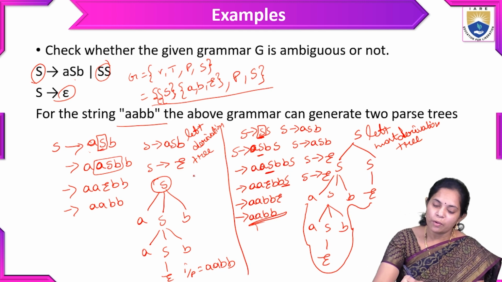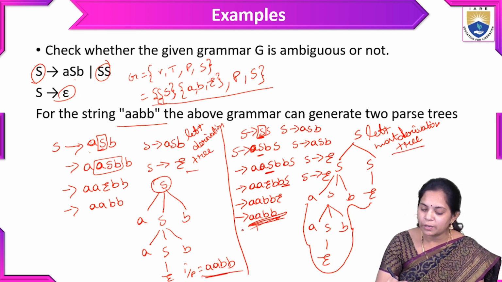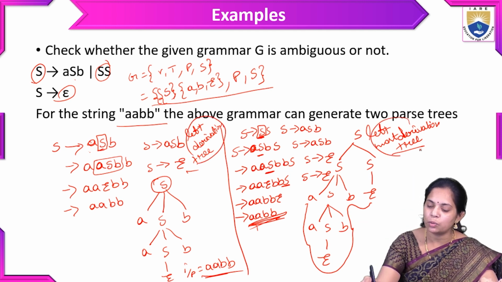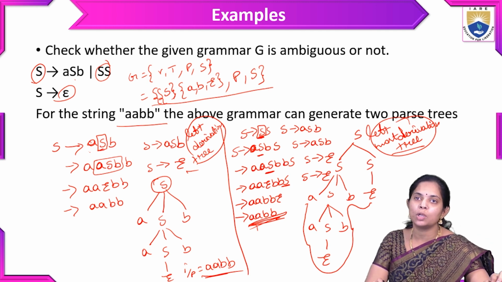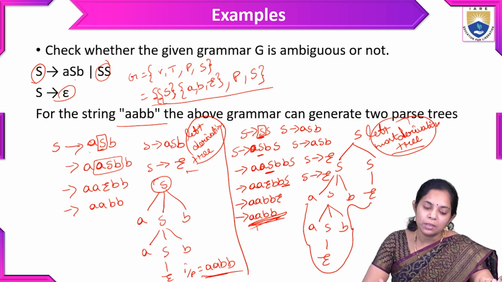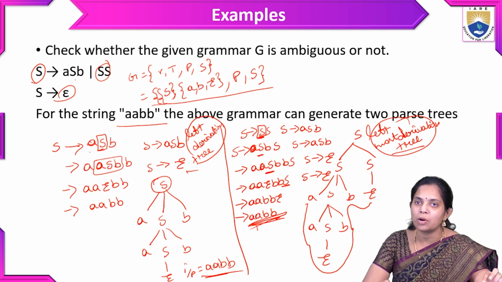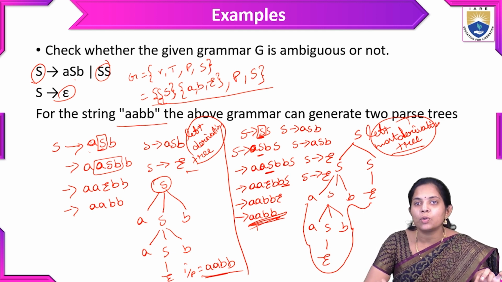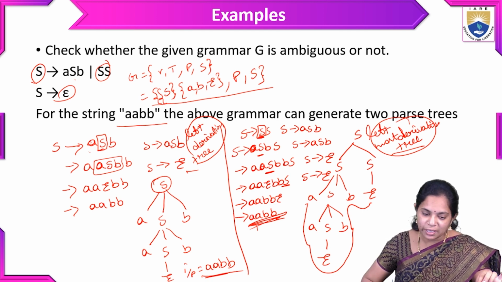So for the same input string, we have two leftmost derivations. So we can say that this grammar is also an ambiguous grammar. So we can say that when we form two leftmost derivations or two rightmost derivations or two parse trees, it is ambiguity. So, ambiguity in the context-free grammar. So, let's check another example.